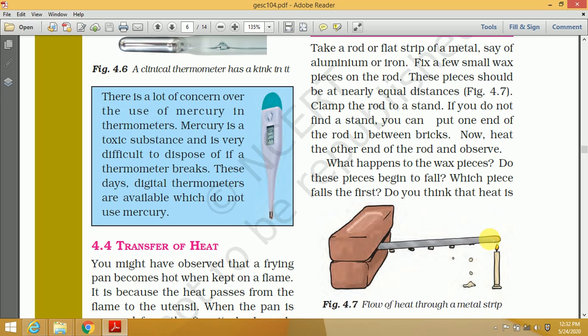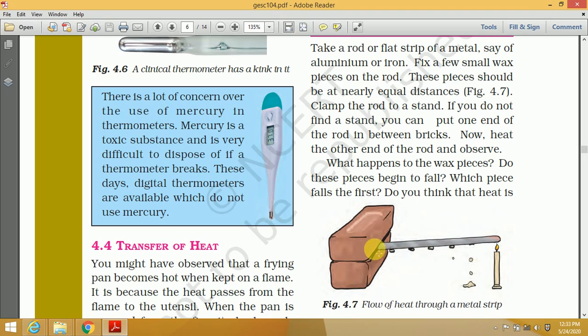So the serving spoon you can take, but if it is thin, your experiment would be faster. So you can take any of the objects. So here two bricks are taken and this strip is taken, and some of the small iron pieces are taken. These iron pieces may be the nails, these may be the nuts, or any small iron object you can take. And what you have to do, with the help of the candle wax, you need to fix all these small iron objects with this strip.